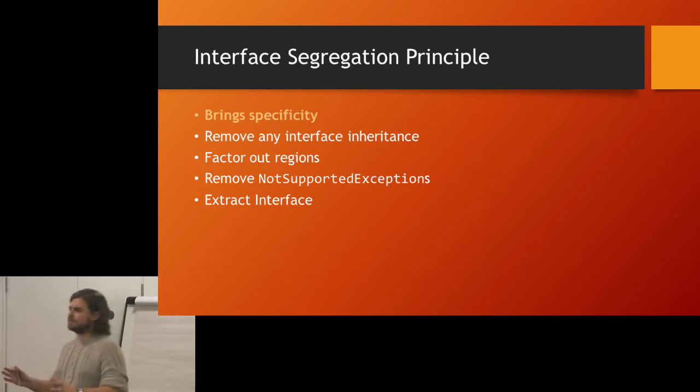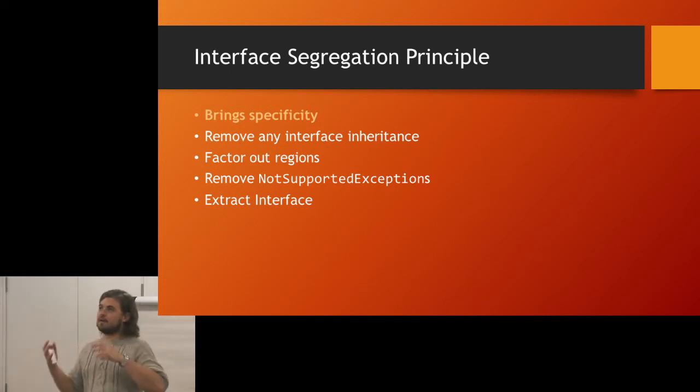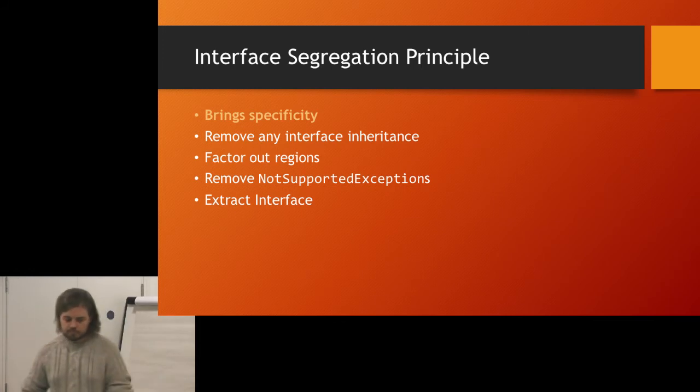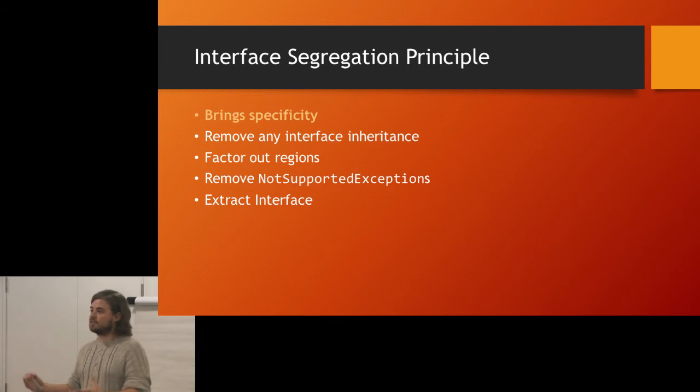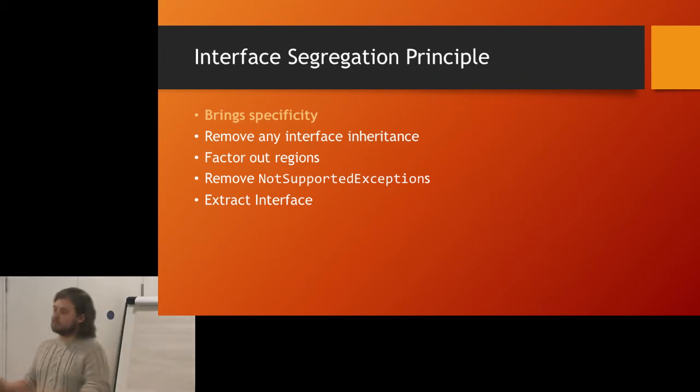If you've got regions in your interfaces, I don't know what's going on there. Remove any not supported exceptions that you've got in your code base, by which I mean if you've got a class that's implementing an interface and only part of the methods are implemented and the rest are throwing not supported exceptions, there's probably two interfaces going on there, and this class only cares about one of them. Finally, you can extract an interface. So if you've got a class that has a few different ways of looking at it, then you can extract interfaces from that class for those different views, essentially.